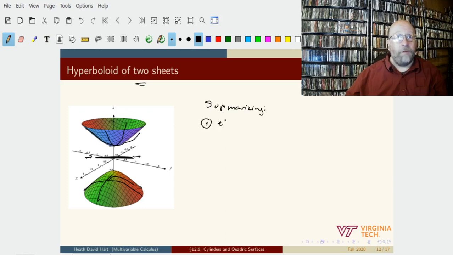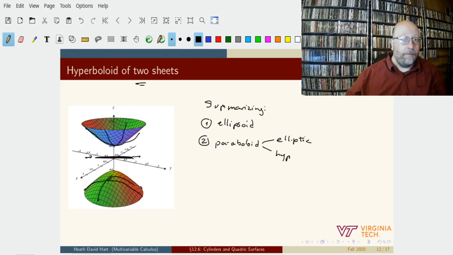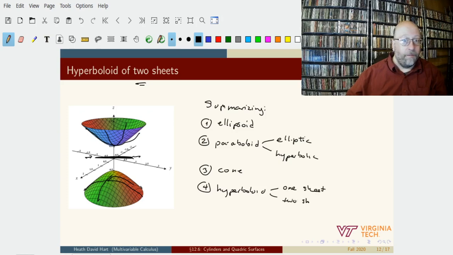Summarizing what we found, we could have an ellipsoid. We can have a paraboloid. And there are 2 kinds of paraboloids, elliptic and hyperbolic. We can have a cone, that's the one that doesn't fit our naming scheme. And we can have a hyperboloid. And there are 2 kinds of those, 1 sheet and 2 sheets. Okay?